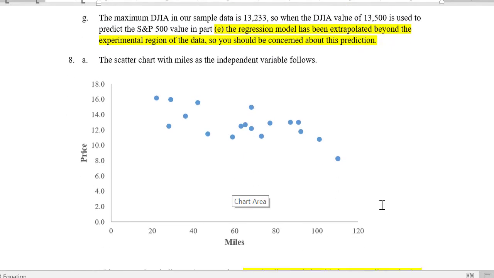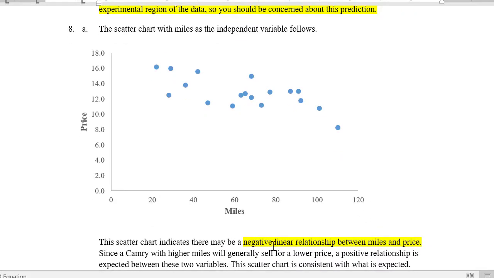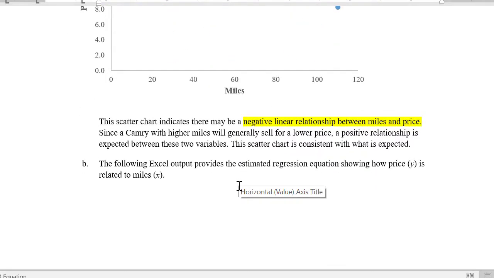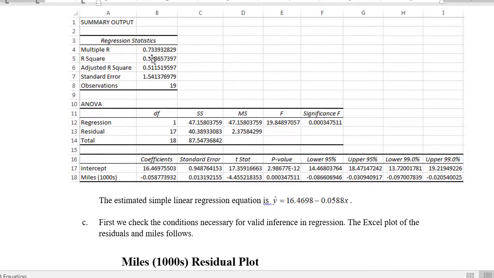All right, for problem 8, we again do a scatter plot. This looks negative. So I'm looking for a negative linear relationship. As x increases, y comes down. Then you have the following regression output again. Again, you got r squared here. 53.86% of the variance is being explained by this independent variable, miles.